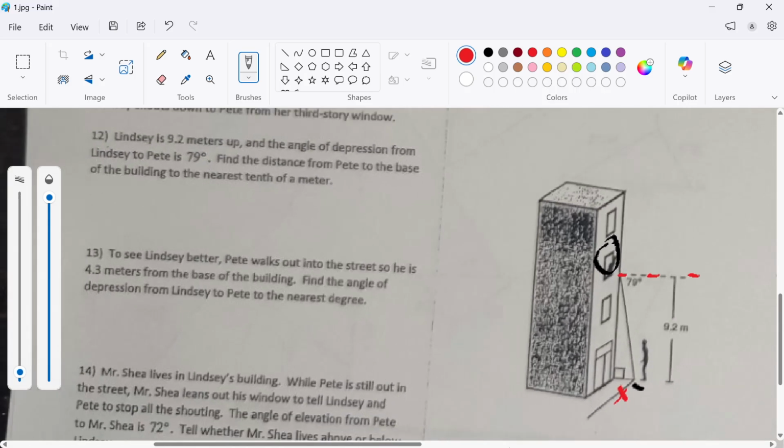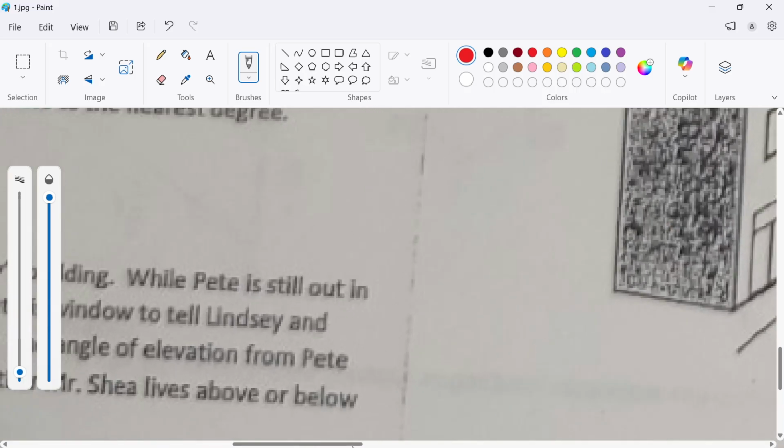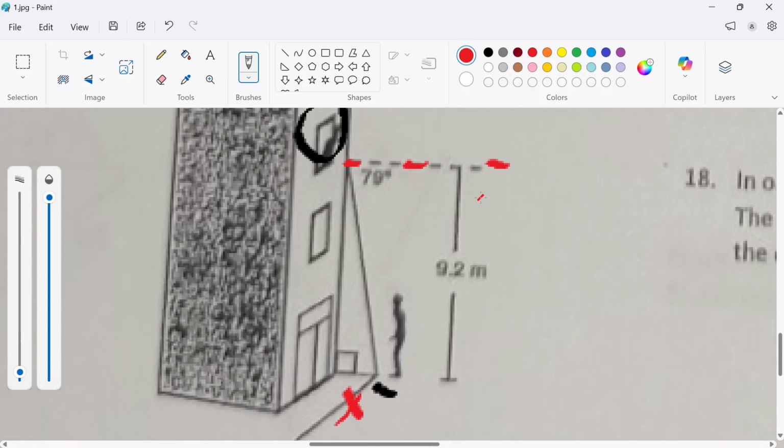And so on this one, let me zoom in so I can really see it. On this one, I know the height is 9.2 meters. So this is 9.2 meters. And on this one, I have to find this angle because, well, I guess I could redraw the triangle up here and do it the same way. But I'm going to find that angle inside the triangle.